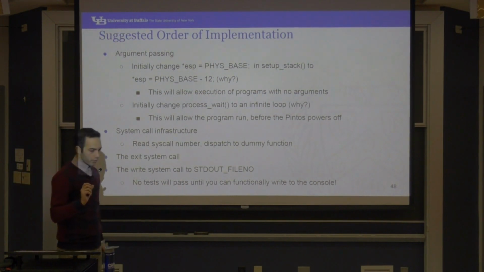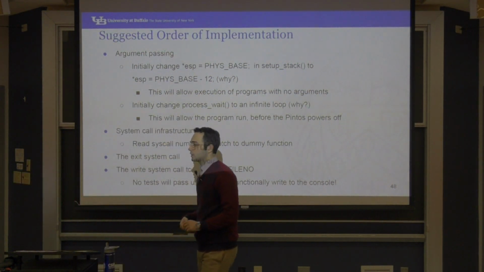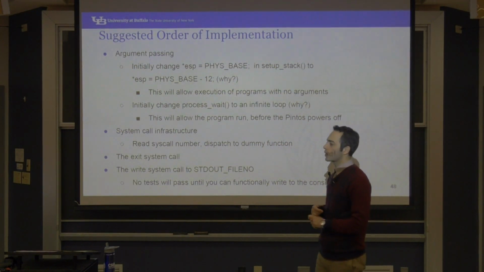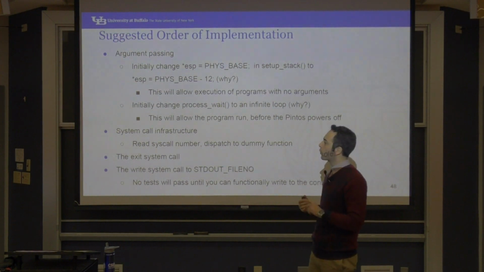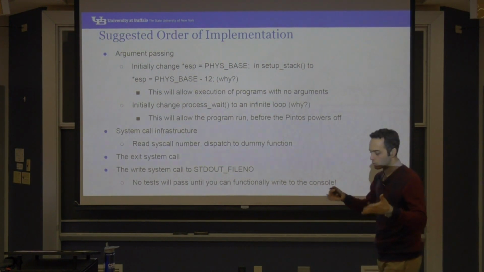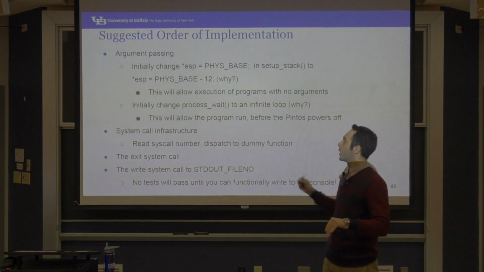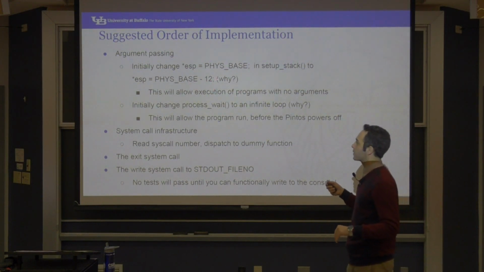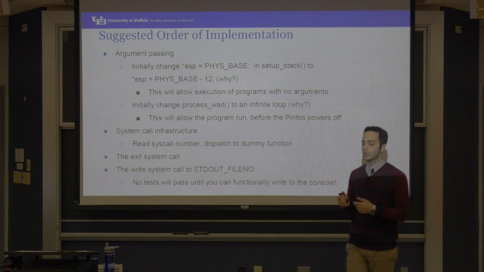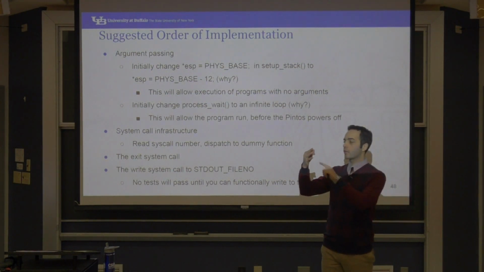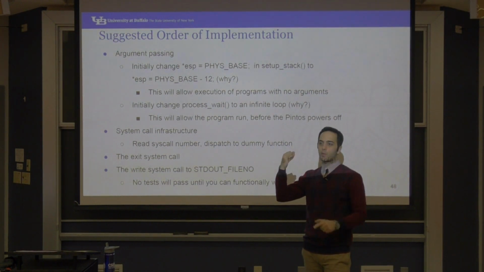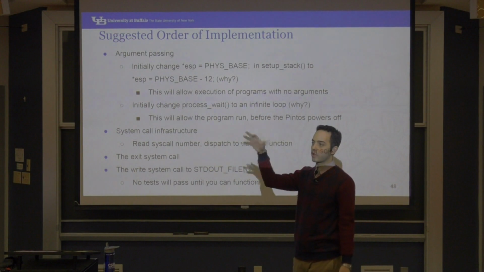So now we will move on to the suggested order of implementation. This is important. The argument passing, I think, is the first thing that you want to approach, so that the user program doesn't fail right at the moment. Again, change the ESP pointer to PHYS_BASE - 12 in the setup stack. This way you are not setting up a stack, you're just giving exactly 3 integers: one is the fake address, one is argc, and one is argv.